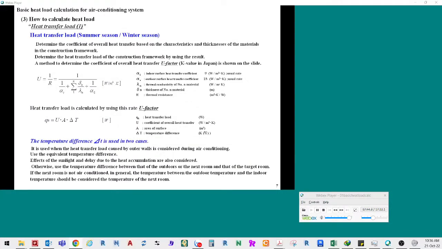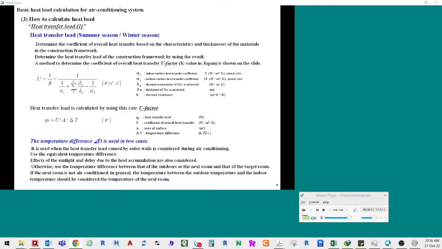Let's determine the heat transfer load. Determine the coefficient of overall heat transfer based on the characteristics and thicknesses of the materials in the construction framework. Determine the heat transfer load of the construction framework by using the result. A method to determine the coefficient of overall heat transfer is shown on the slide. You can determine the heat transfer load of the construction framework by using the determined coefficient of overall heat transfer, the area of the target portions, and the temperature difference, delta T.